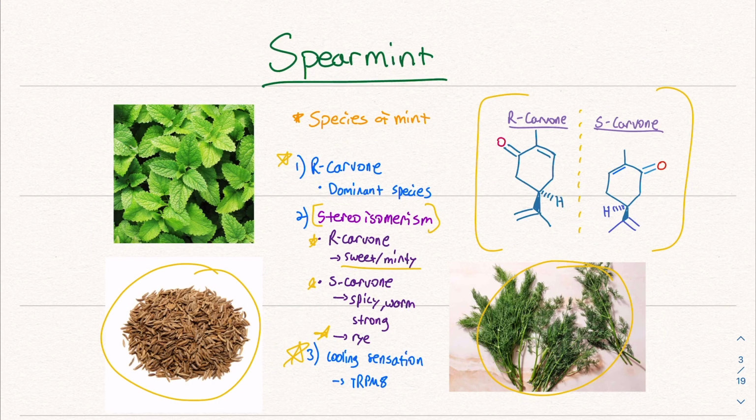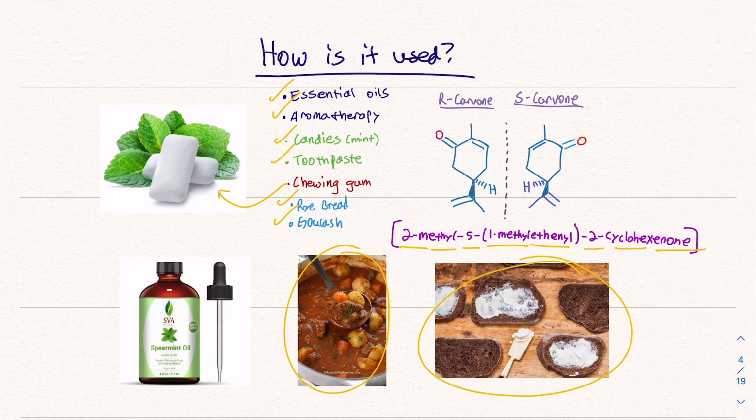We continue the discussion with spearmint, the active chemical being R-carvone, as opposed to S-carvone that offers a very different profile. But R-carvone gives us that sweet, minty profile, and it activates that same receptor, TRPM8. We learned about how it is used in essential oils, candles, chewing gum, but it's also used in rye bread, goulash, because it has these two different forms, although they look the same.